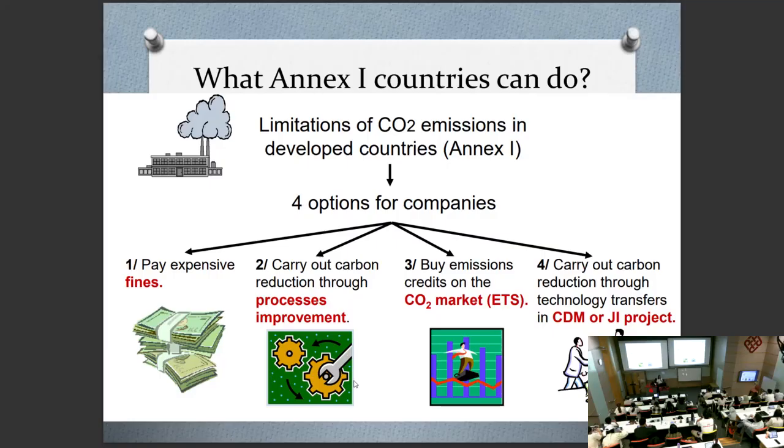So for the Annex 1 country, like the US or other developed countries, they want to reduce their carbon dioxide emissions, right? So how can a country reduce their carbon dioxide emissions or commit to their pledge in the Kyoto Protocol? They can either pay the penalty. So they fail to meet the target, so they pay the expensive fines.